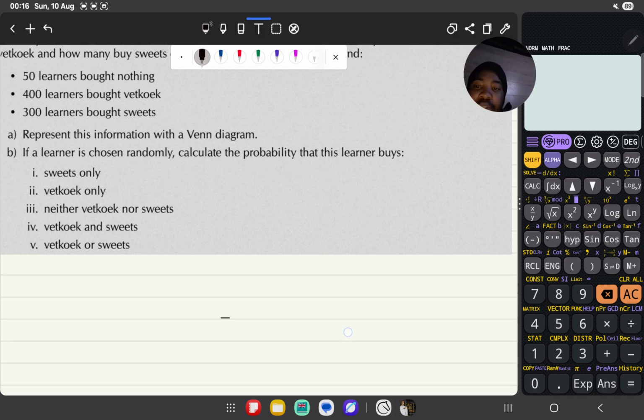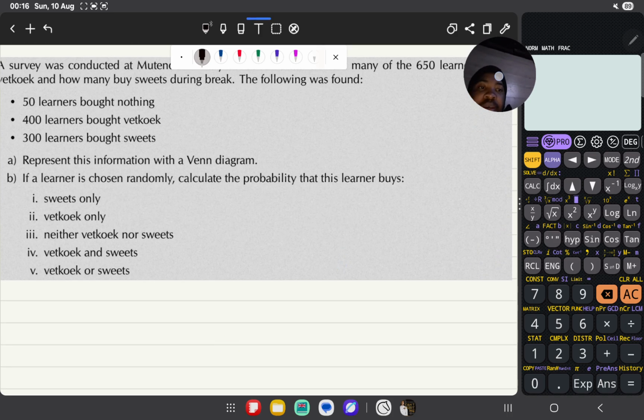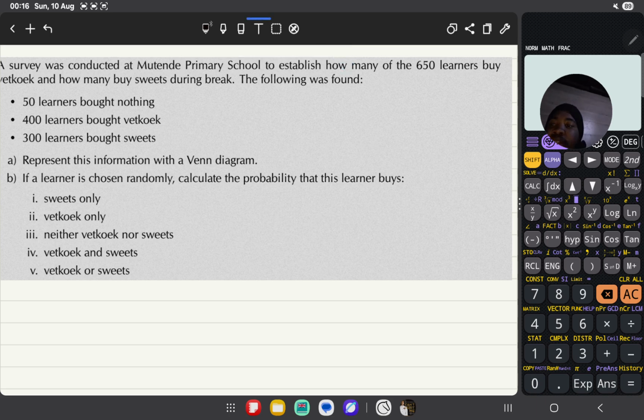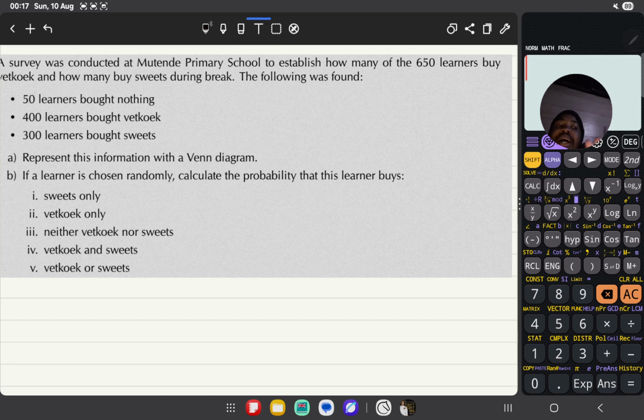Let's now jump in to solve this question. A survey was conducted at Mutende Primary School to establish how many of the 650 learners buy fat cooks and how many buy sweets during the break. This is the information we have: 50 learners bought nothing, 400 bought fat cook, and 300 bought sweets.